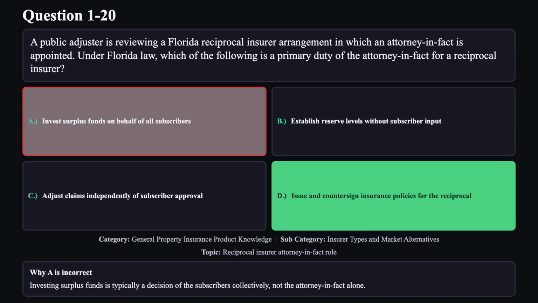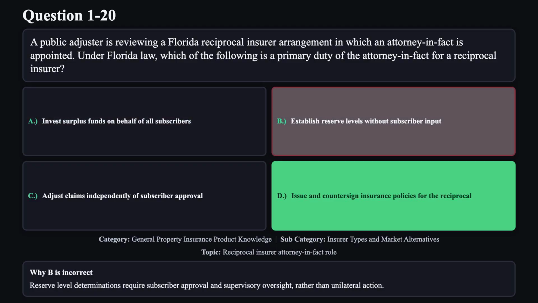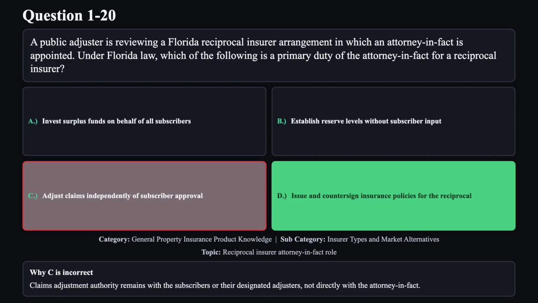Reason A is not correct. Investing surplus funds is typically a decision of the subscribers collectively, not the attorney-in-fact alone. Reason B is not correct. Reserve level determinations require subscriber approval and supervisory oversight rather than unilateral action. Reason C is not correct. Claims adjustment authority remains with the subscribers or their designated adjusters, not directly with the attorney-in-fact.